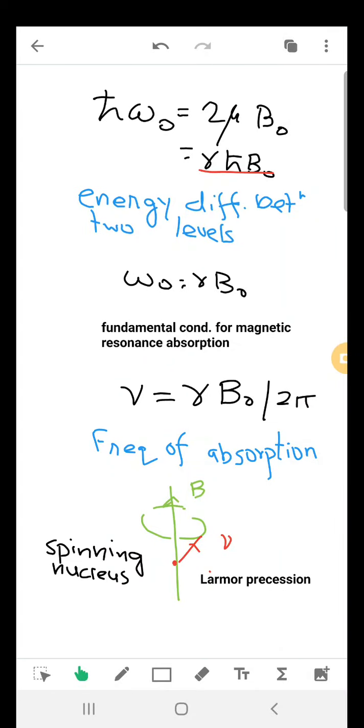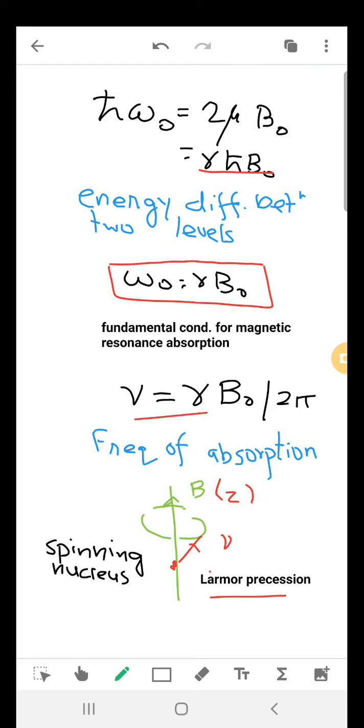precessional frequency. If a magnetic field has been applied in the z direction, and this is the nucleus, it will precess around the magnetic field. This is called Larmor precession, whose frequency is expressed as omega 0. This is the original frequency, gamma B0 by 2 pi.